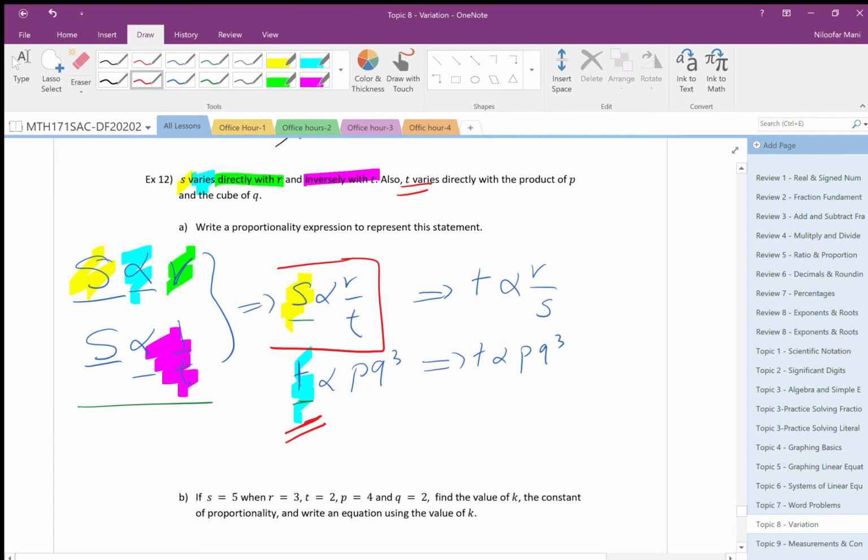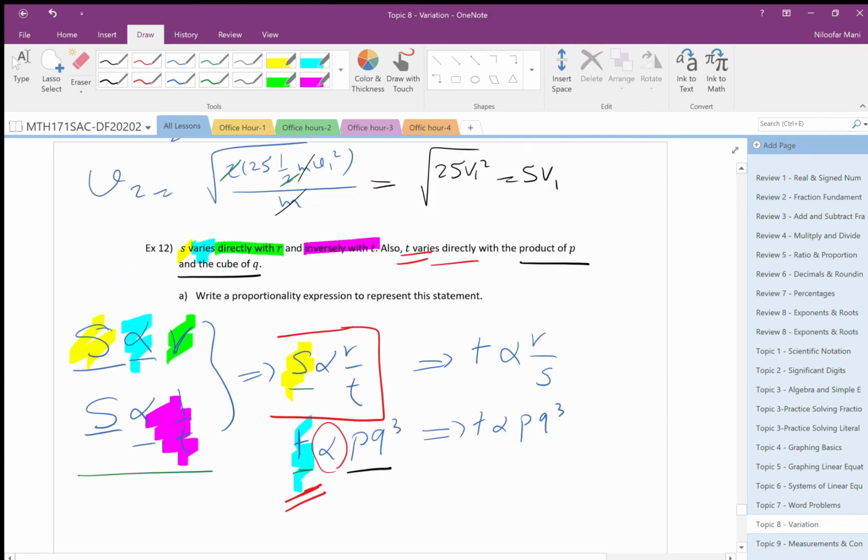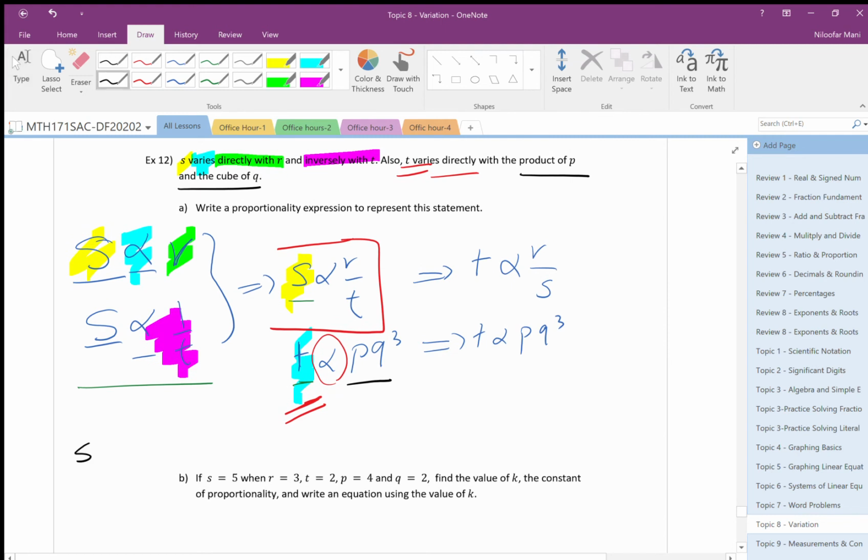T varies directly with the product, meaning multiplication, of P and Q³. Yes. Then I cannot include anything from here because one of them is S, one of them is T. So from the first one, when I have S equal K R over T, I can find T. What happened is T is K R over S.